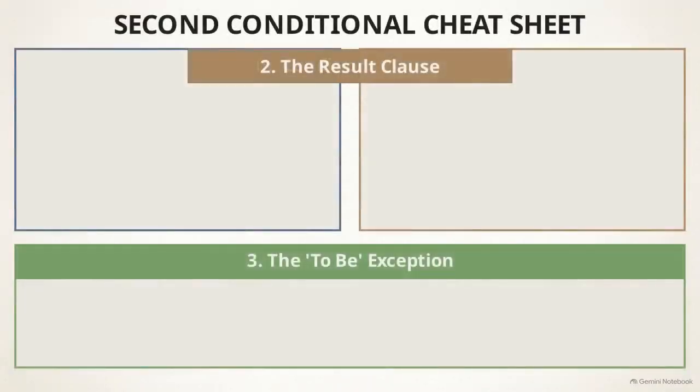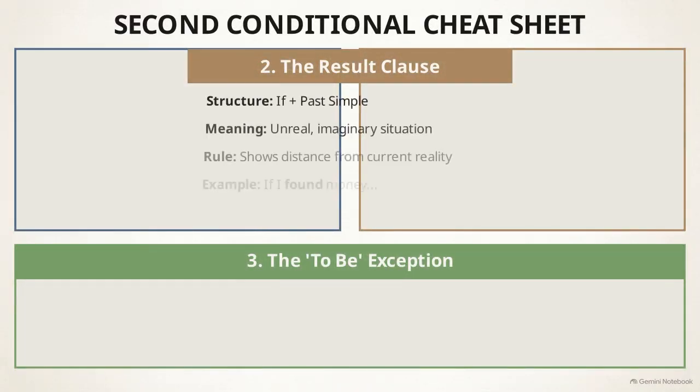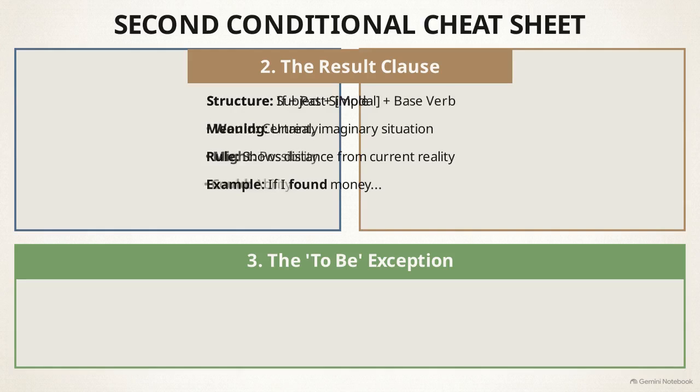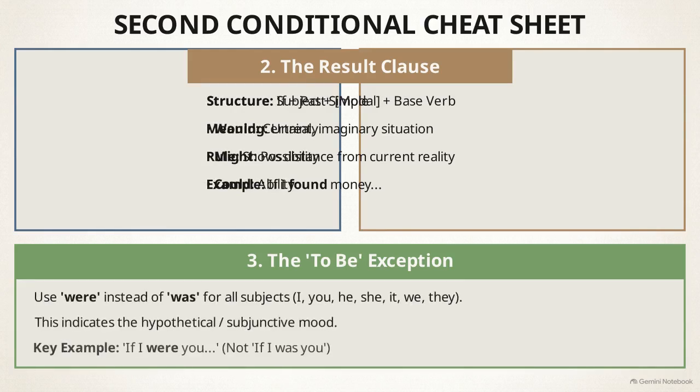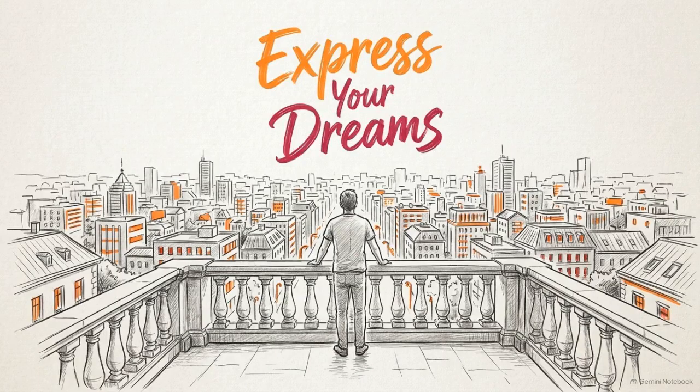Here is a final color-coded summary graphic. It contains the condition structure, the result options, and the were exception. Take a screenshot of this cheat sheet now to save for your future studies. You have the structural foundation to express unlikely present situations and future dreams.